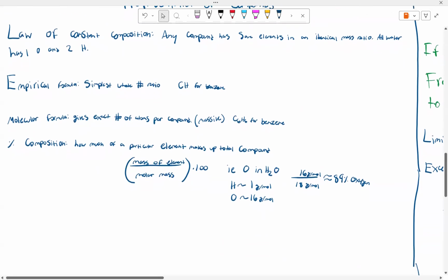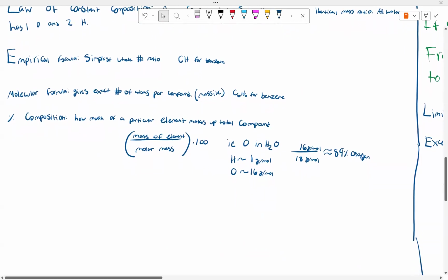An empirical formula is the simplest whole number ratio. If you're looking at benzene, which you'll often see depicted like this, the simplest ratio is CH. The molecular formula is what gives the actual number of atoms per compound, so it's C6H6 for benzene.